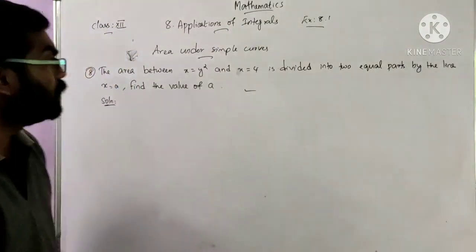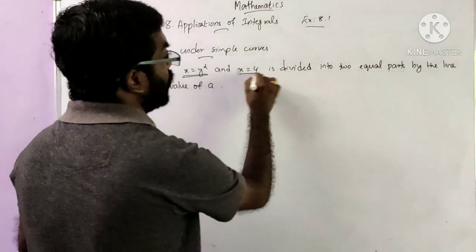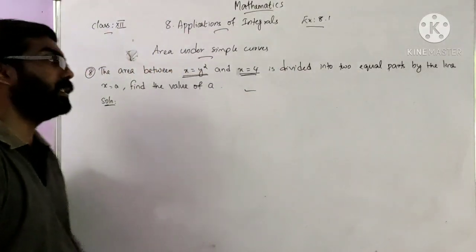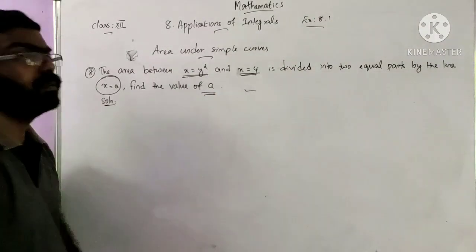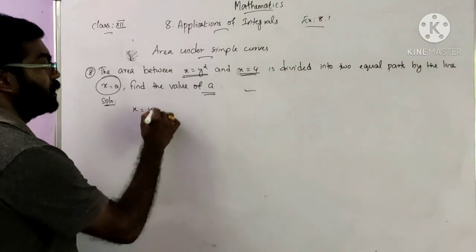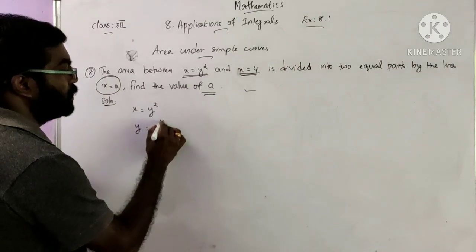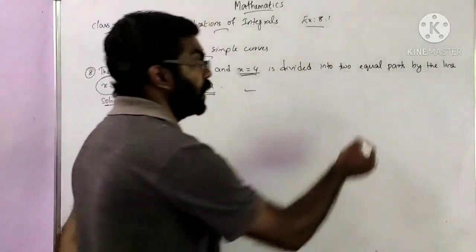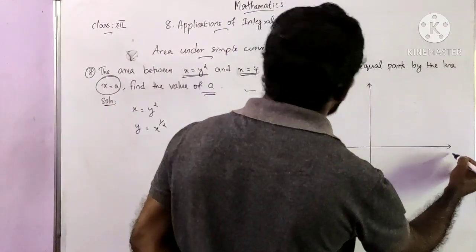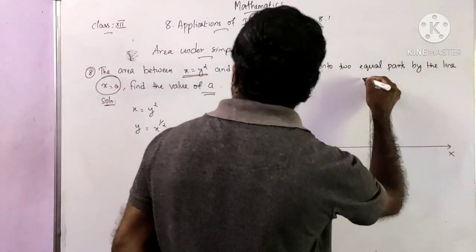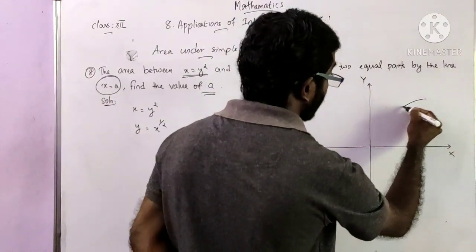Here the next question is: the area between x = y² and x = 4 is divided into two equal parts by the line x = a. Find the value of a. So here x = y² is the equation of a parabola. From this we can write y = x^(1/2). We can draw a figure. x = y² is a parabola which is symmetric about the x-axis. So we can draw a parabola like this.